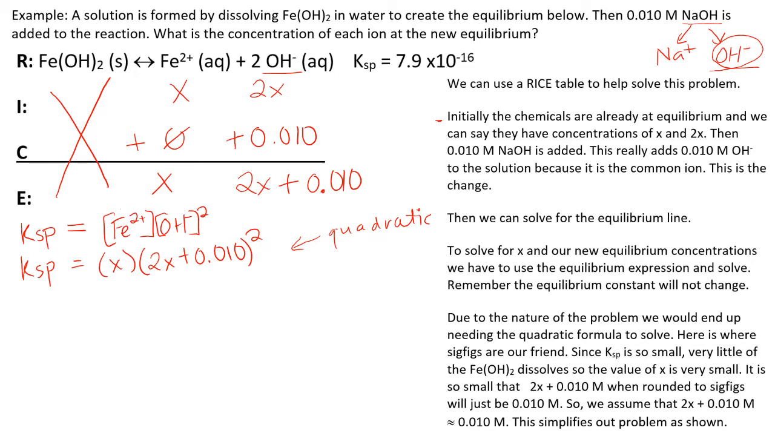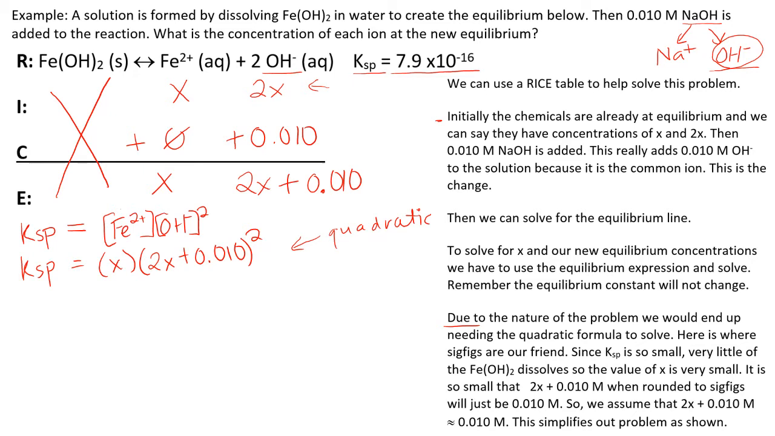And this is why significant figures are our friends here. So our Ksp value that we have up here is really, really small. 10 to the negative 16th is a very small value, which means that our iron and our hydroxide, even initially, would be very, very small amounts. That X and that 2X would be very tiny values.